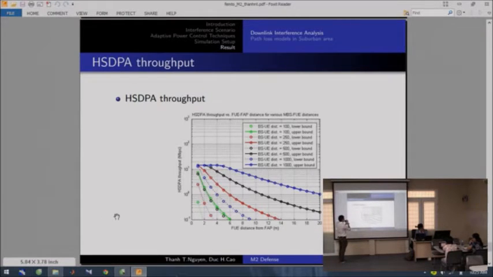This is the data throughput analysis of the femtocell when being added to the macro network. The larger the distance between the macro cell and the femtocell user, the better quality it will see from the femtocell. Next one.